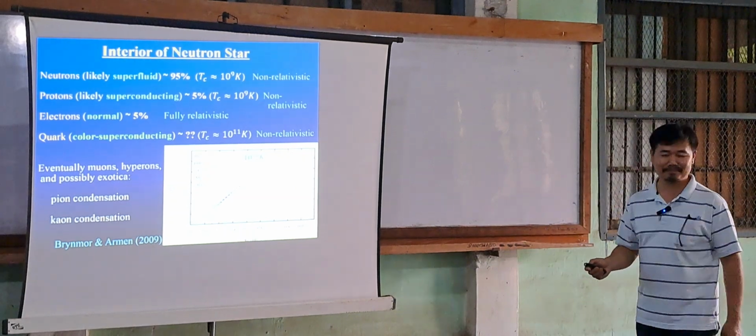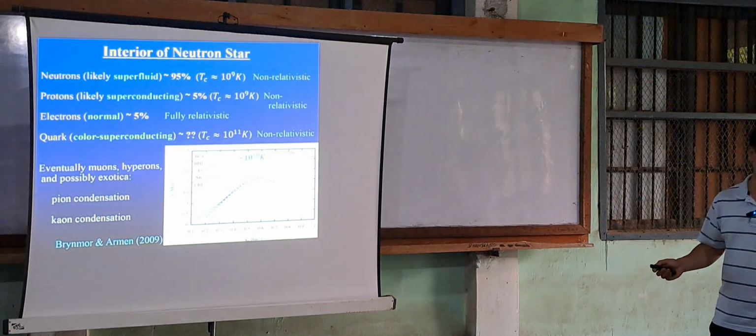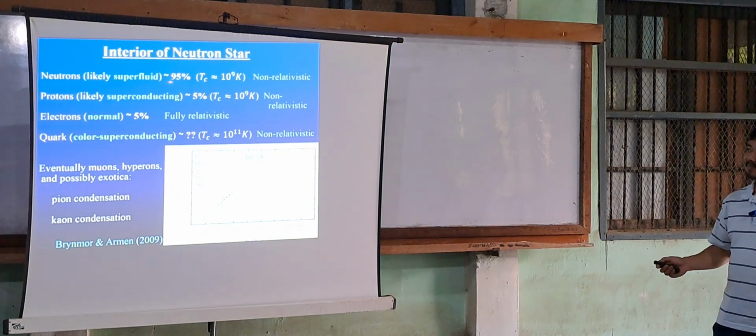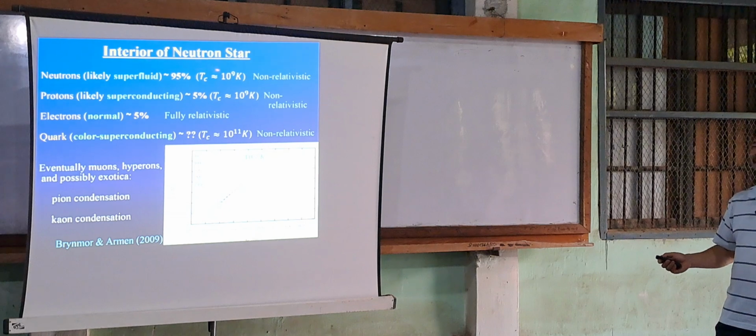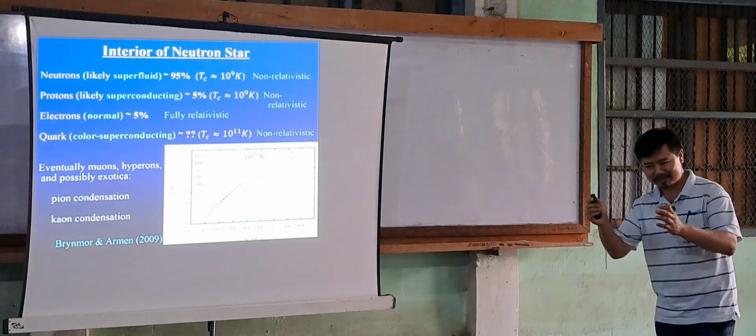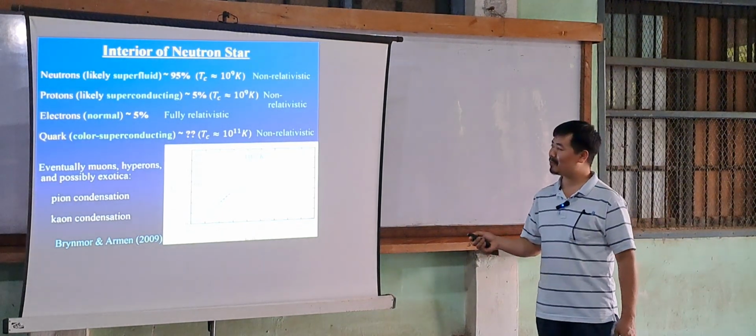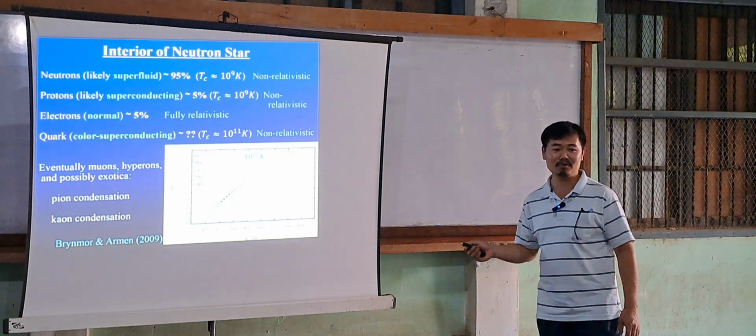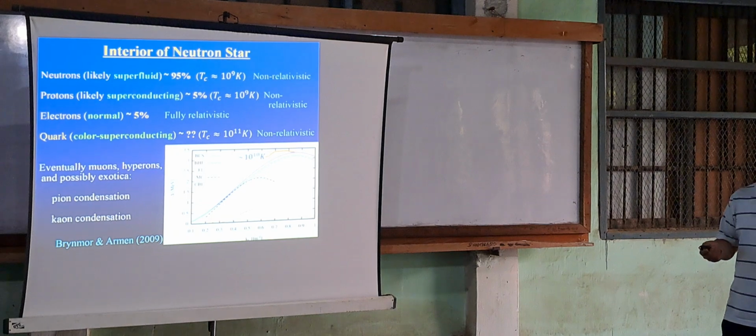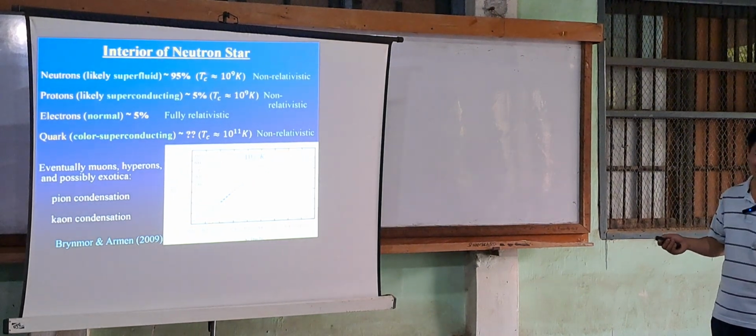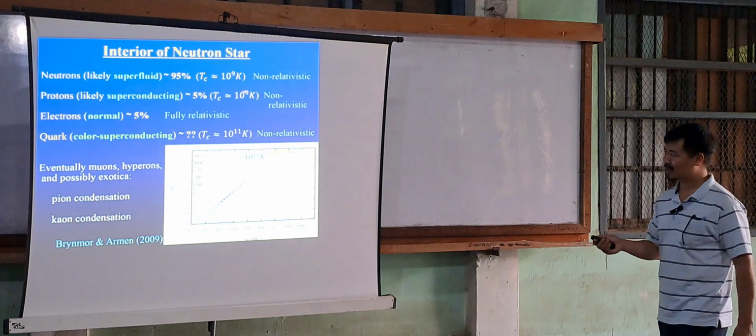Next is a very interesting one. Neutrons are likely superfluid, 95%. And their critical temperature is of the order of 10^9 Kelvin. In solid state physics, people are eager to get a superfluid, and the temperature is extremely low, about maybe 2.7 Kelvin. But this one is a high temperature superfluid.